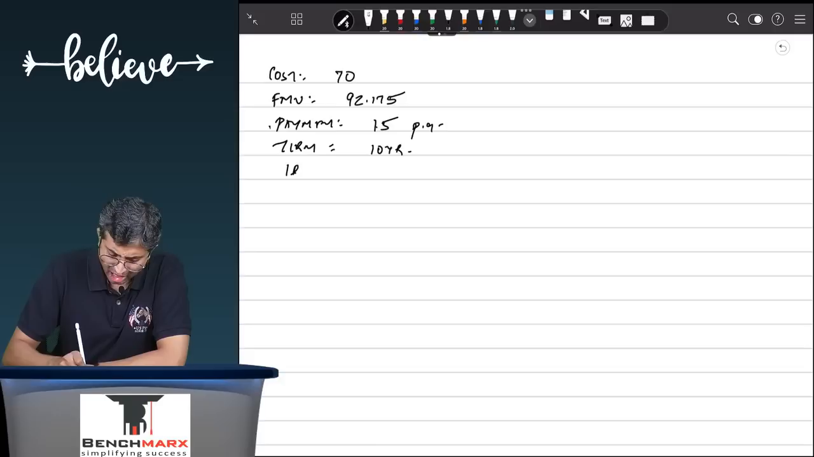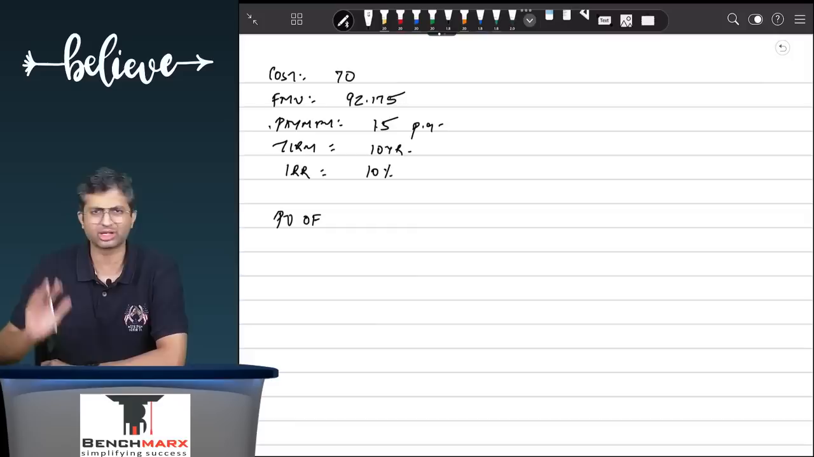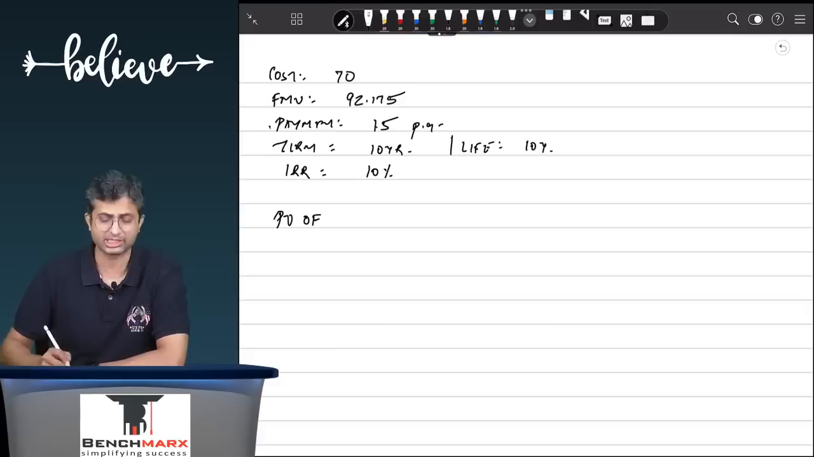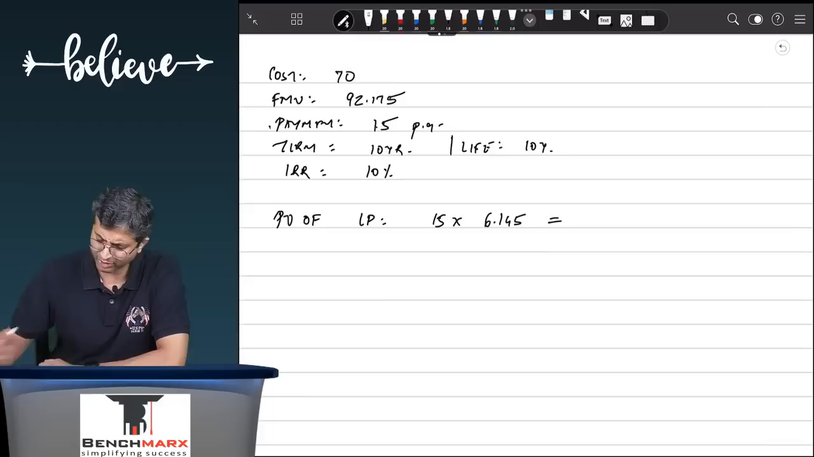So, if I try to find the present value, for example, there is no residual value. The lease term is 10 years, the life of the asset is also 10 years. The present value of lease payments, for example, is 15 into 6.145, which is the present value annuity factor. You can calculate it at the rate of 10% for 10 years.